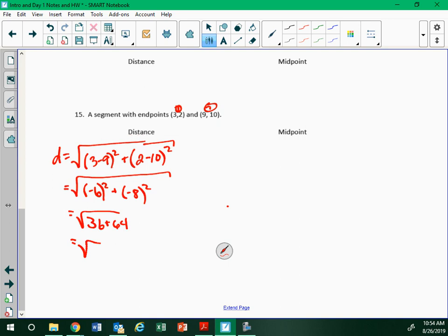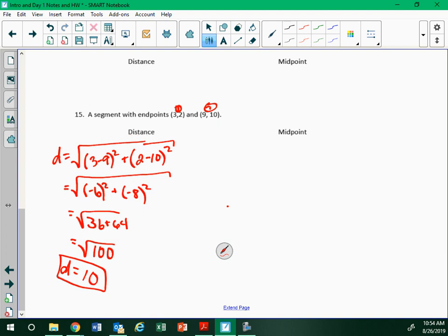What does that give us? Square root of what? Anybody? 100, and we love that. That's a perfect square. Suppose that was not a perfect square, we'd have to go through and simplify our radicals. We get our distance is 10.